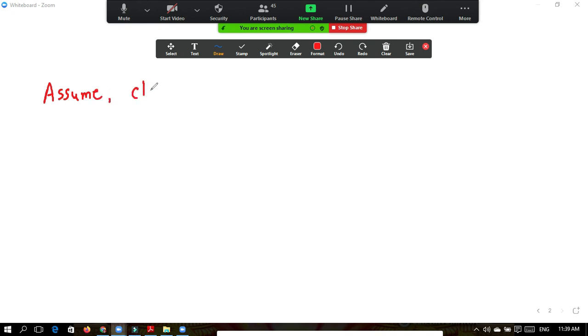Assume clear cover is equal to 30 mm and 20 mm bar diameter. So we have assumed 30 mm clear cover and 20 mm bar diameter.